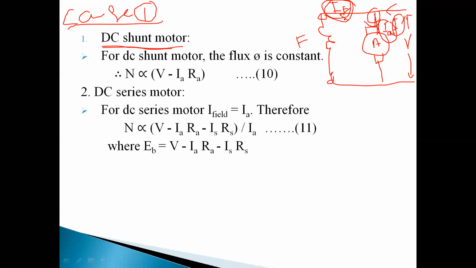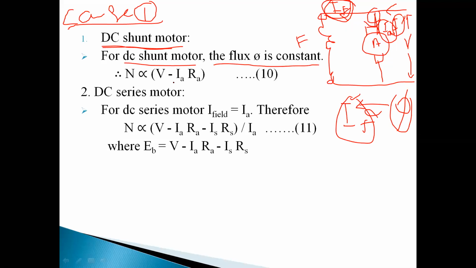So field current constant means field flux is also constant. That means field current is proportional to field flux, which is proportional to field current. Flux and field current are interdependent: field flux depends upon field current. Field current is constant, which means flux is also constant in a shunt machine. So therefore in a shunt motor the flux phi is constant.